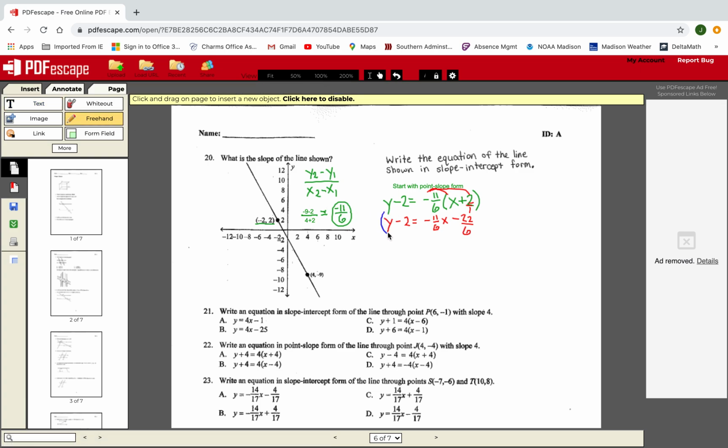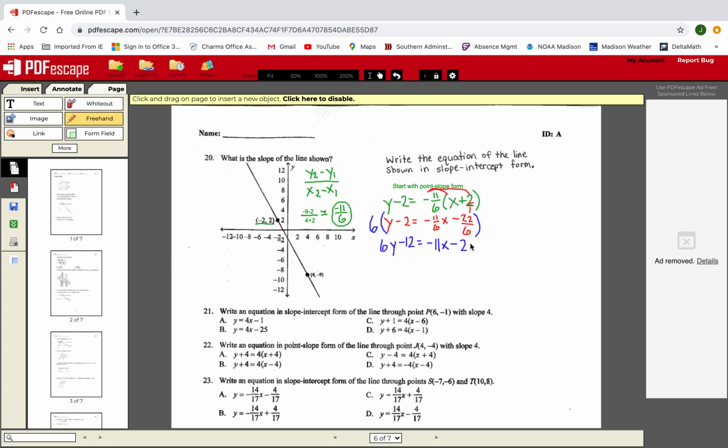To get rid of fractions, you're going to multiply everything, all terms, by the denominator here of 6. 6 times y is 6y. 6 times negative 2 is negative 12. And when we get to the right side, we get to the whole point in fraction busting. It's getting rid of these denominators. 6 times negative 11 over 6, with the 6 on top and 6 on bottom, they're going to cancel out, and you end up with just negative 11x. And then with again 6 on top, 6 on bottom, if I multiply 6 times negative 22 over 6, I've got negative 22.